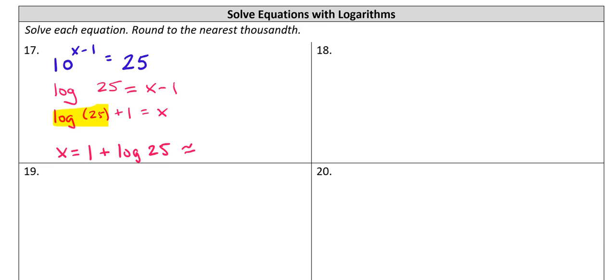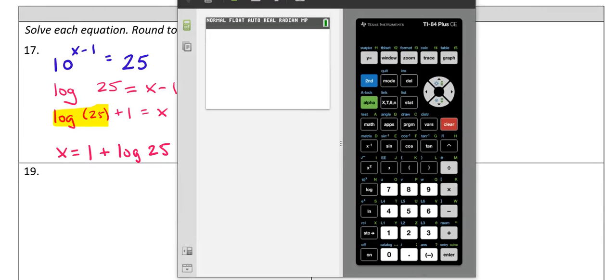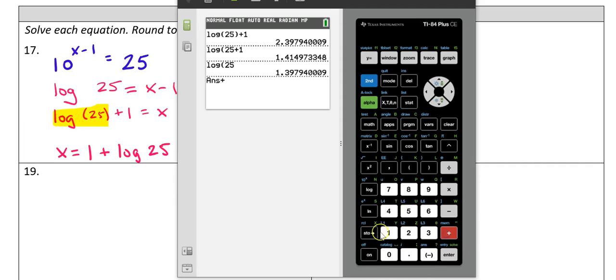But if I want the approximate answer, I'm going to go to my calculator, and I'm going to type in log of 25. We have to close out the parentheses if we're going to add 1 to it. Okay, so the calculator will know what to do as long as you put the parentheses. Watch what happens if I don't put the parentheses. I get a completely different answer. That's because it's doing the log of 26. So either you have to put the parentheses or you have to do it separately. Log of 25 and then add 1 to that answer to make sure it's correct. So 2.3979 and so on.